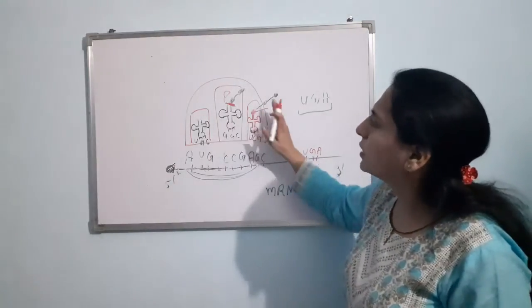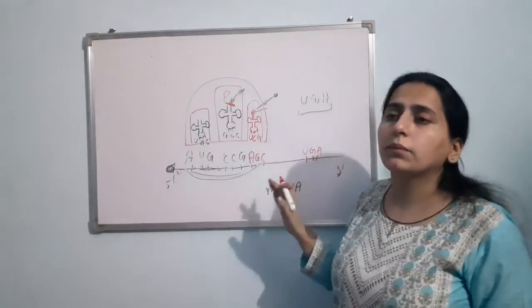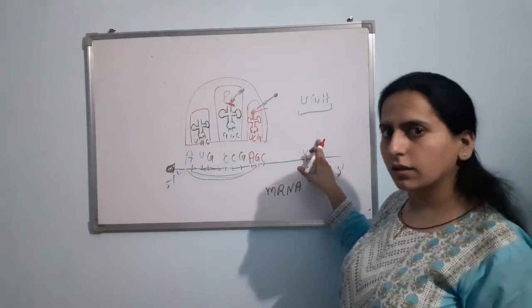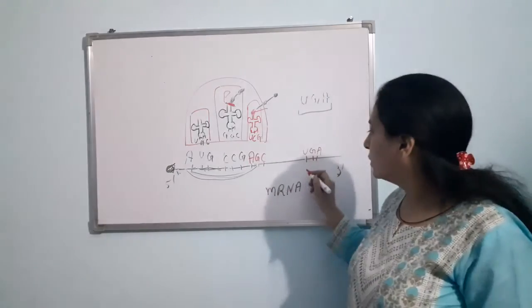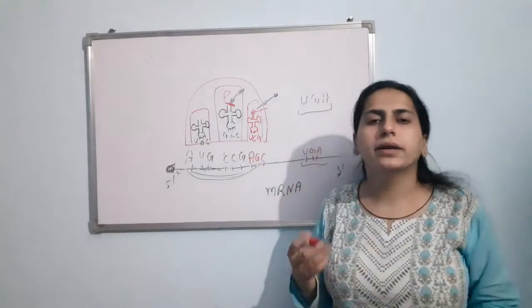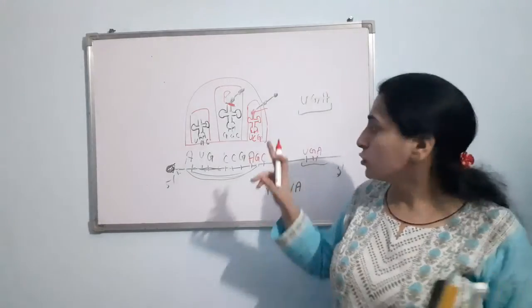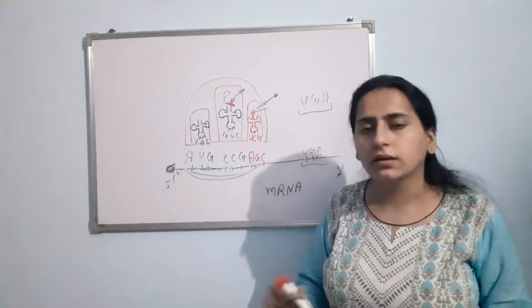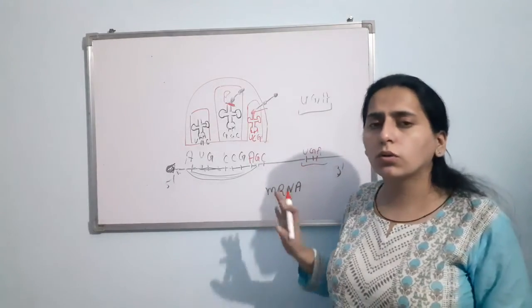Now, it will keep on jumping. Now what will happen one time? The A site will come on this. Am I clear? Now, this is a stop codon. It can't be read. There is no tRNA. So the A site will come here, but now there is no charged tRNA. There is no tRNA for the stop codon.